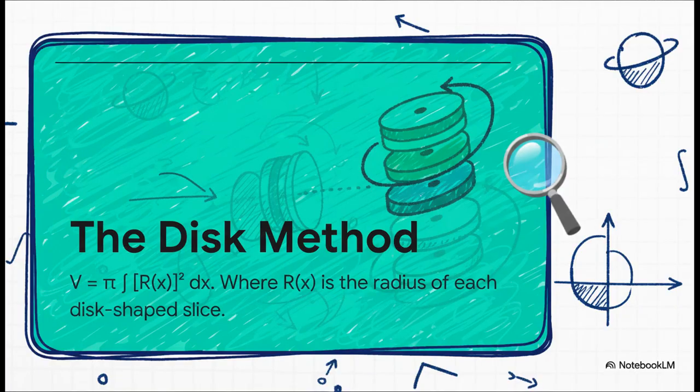The disk method is our slicing principle in its purest form when we're dealing with these solids of revolution. With this method, every single slice is a perfect circle, or a disk. So the area of each slice, our A of x, is just that familiar formula for the area of a circle, pi times the radius squared.